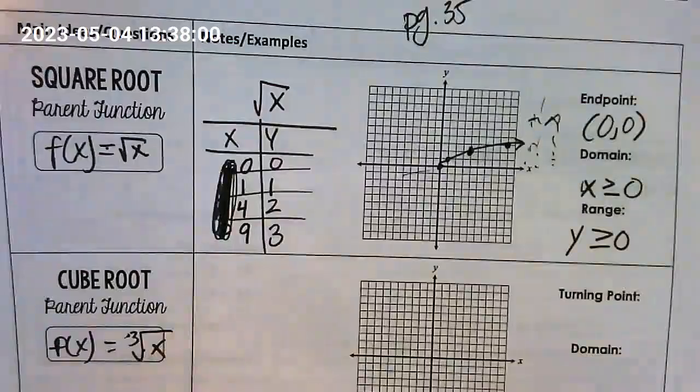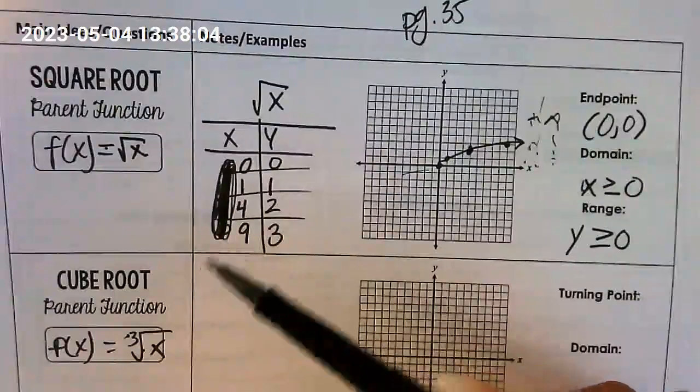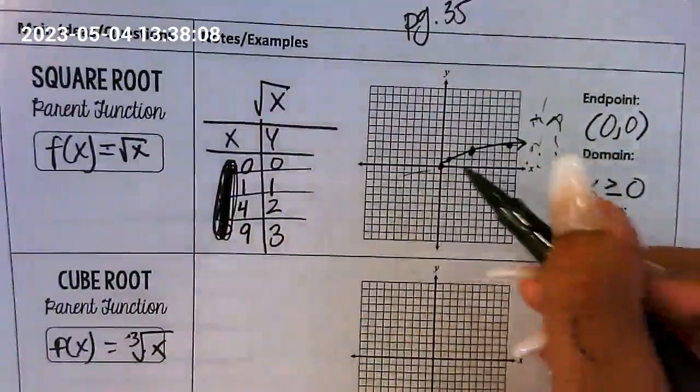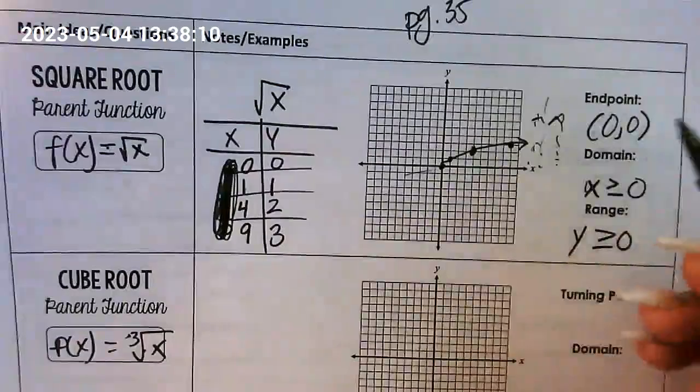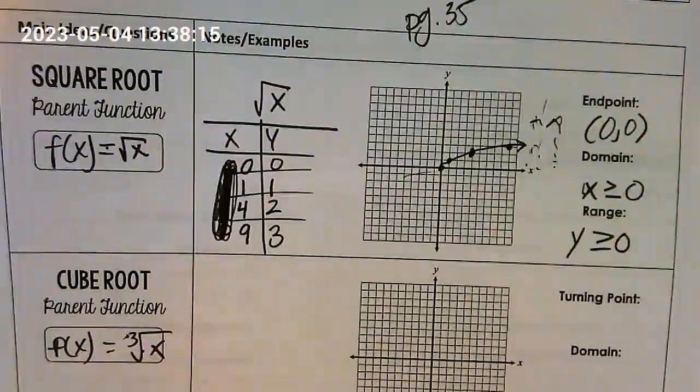And then we wrote the first few perfect squares. So 0, perfect square, 1, 4, 9. And that's how I got my coordinates to plot this, okay? The endpoint is 0, 0. The domain is everything above 0. The range is everything above 0.